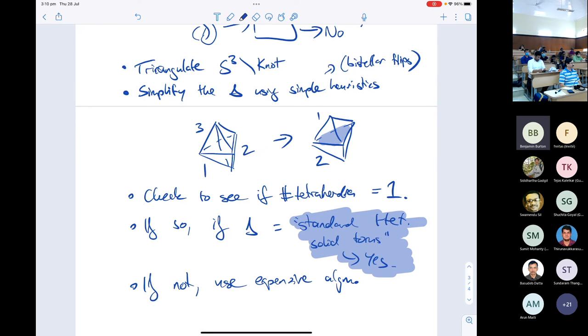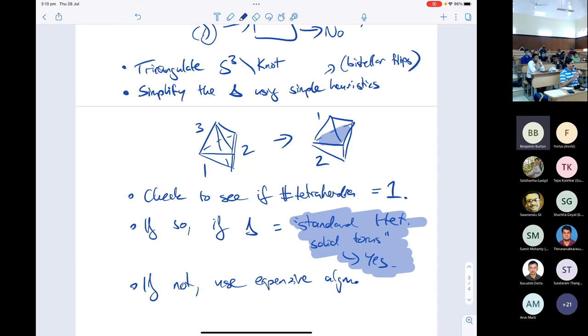So the simplification tricks are so useful that it gets it right down to one tetrahedron, and then you can just see the answer because it's a case that you already know the answer to. And you avoid the expense of algorithms completely. And this is one of the reasons why unknot recognition is so fast in Regina, is because most of the time, this is really all that's going on, right?